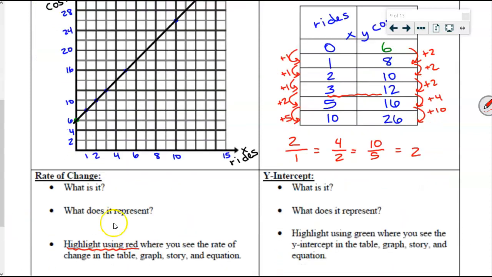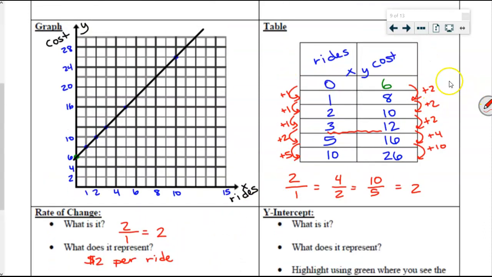And what do all of those simplify to be? 2. So what is the rate of change? The rate of change is 2 over 1, or simply 2. But what does it represent? Mappa already said. In the story, it actually represents the $2 per ride. We're going to continue highlighting using red. I've done a lot of red here in the table. There's no red in the graph.